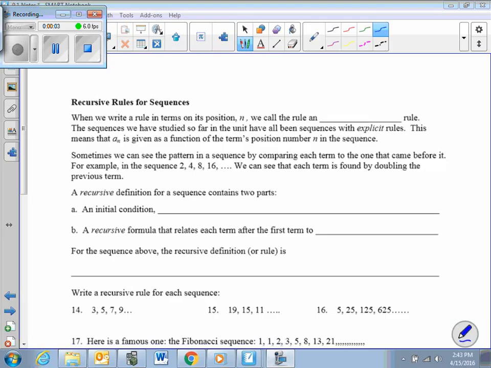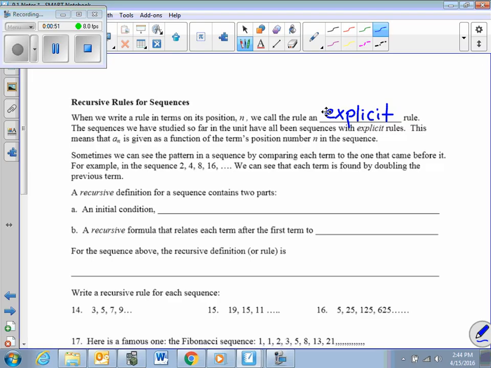In the lesson last class, we talked about sequences and series, and in every case, what we were trying to do was write a rule for how to find a certain term in a sequence. The way we did that was by figuring out that the term was dependent upon its location in the sequence. When the rule depends on the term's location, we always call that an explicit rule. So all the A sub n rules that we found last time were explicit rules because each term depended on where it was in the sequence.